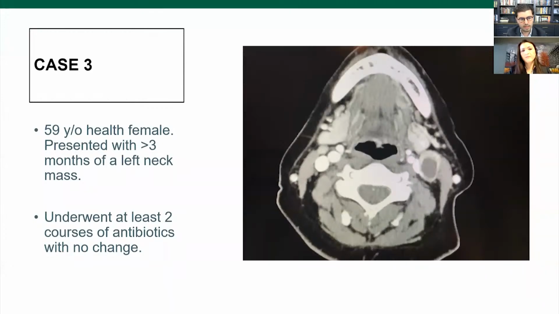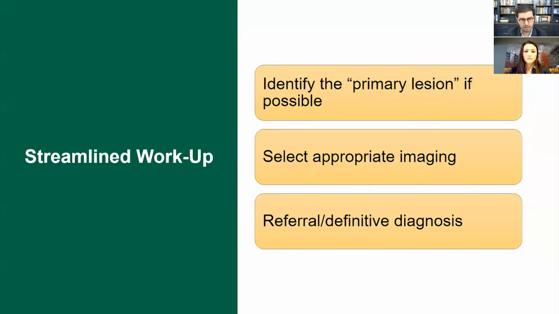This was a healthy female, 6 years old, with 3 months of a left neck mass. She's gone through multiple courses of antibiotics and all this without change. And you can see what looks like a fairly benign looking cystic lymph node.